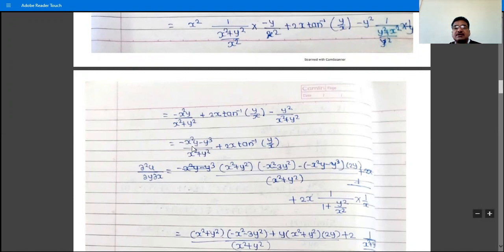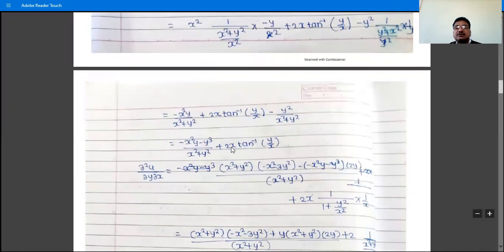Minus x² is constant, so its derivative is 1, and minus 3y², the derivative being with respect to y. Minus then u times the derivative of v, which is 2y, divided by the square, (x² + y²)², that is v².